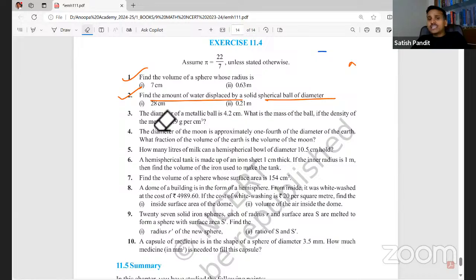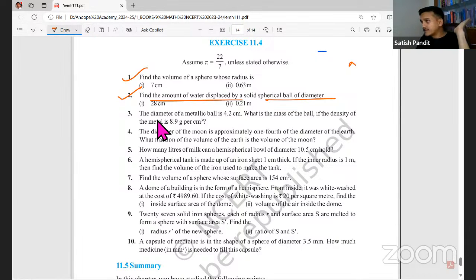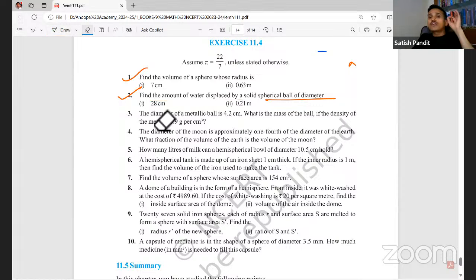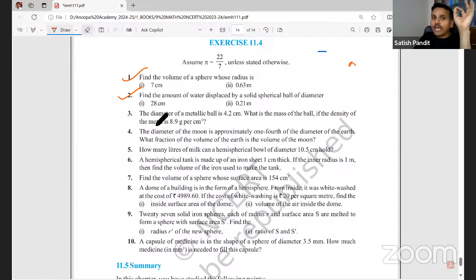So basically in this particular question, the second question, we have to find the volume of the sphere. So the amount of water displaced by a solid spherical ball of diameter will be the volume of the sphere. Now diameter is given, you find the radius. How to find radius? Divide by 2 and find the volume. So second question also can be done easily. Yes or no, everyone?